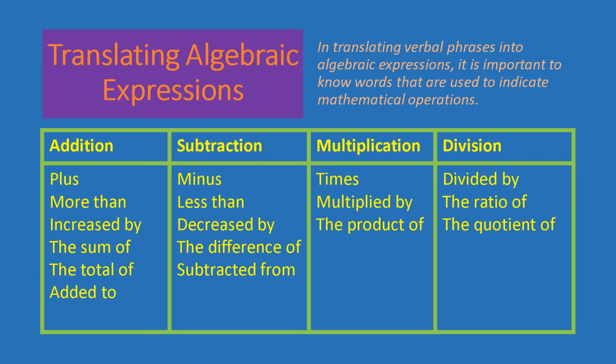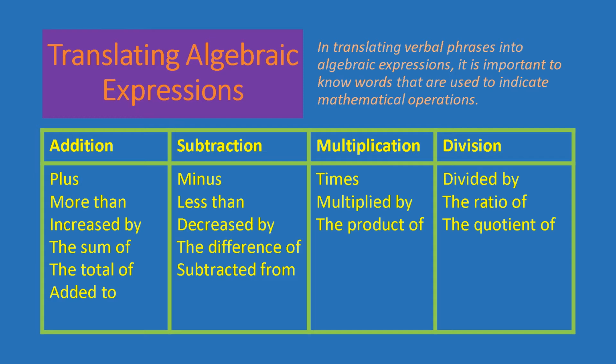Some tips on how to translate algebraic expressions. In translating those phrases, it's important to know some keywords. Those keywords will represent the operation that we're going to use, such as addition, subtraction, multiplication, and division. As you can see on the table, there are plus, more than, increased by, the sum of, the total, added to. So those are the words for addition.